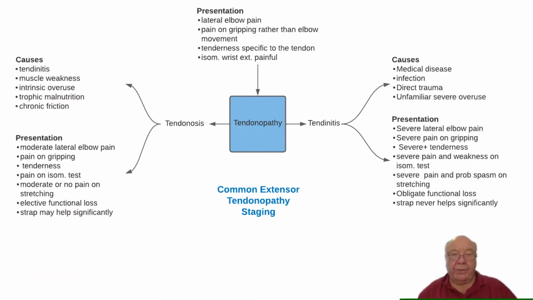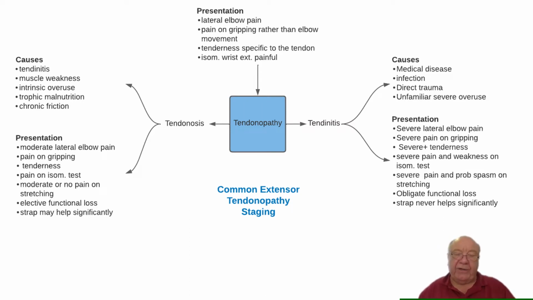Okay, so we're going to use tennis elbow, lateral epicondylitis, if you like. It's a horrible name for it, completely incorrect. But common extensor tendinopathy of the elbow. So above here you can see what the presentation looks like in general for both of these things. There's lateral elbow pain, there's pain on gripping rather than elbow movements, there's tenderness specific to the tendon, and there's pain on isometric wrist extension.